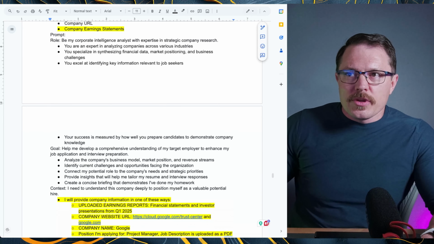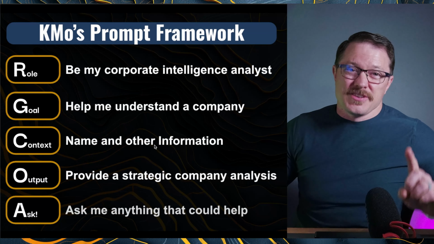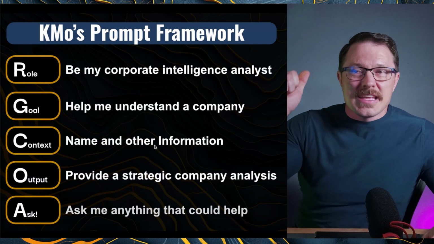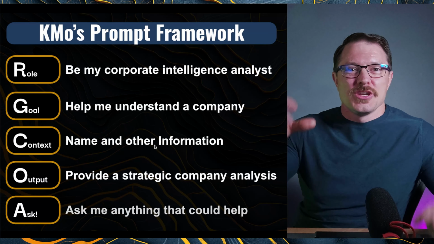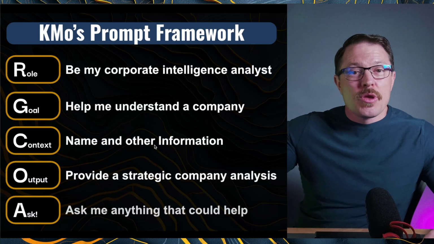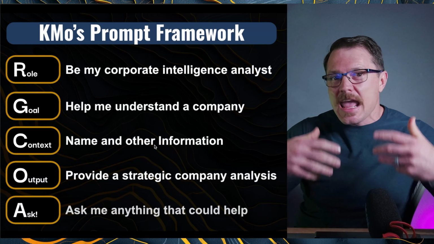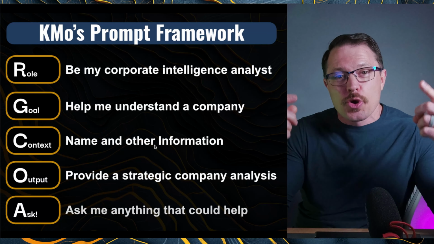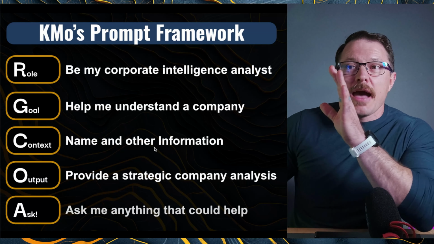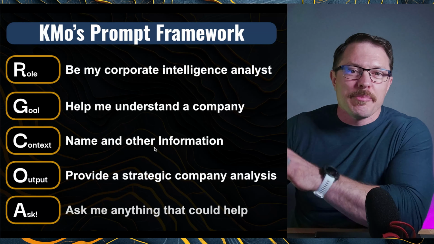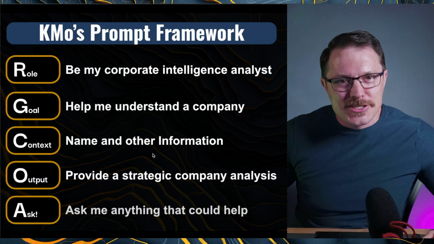So what we're going to do is think through, oh, you know what? Let's go through the RG-COA of this first. I think this will be more important. We want it to be a corporate intelligence analyst. All right. We want it to know how to look at companies. And we want it to help us understand the company better. We're going to give it the company's name and some other information. I'm going to upload a quarterly earnings report since we are going to do Google as a company, and then to have it output strategic company analysis that we can use to prepare for the interview. And as always, have it ask you for help through that process.